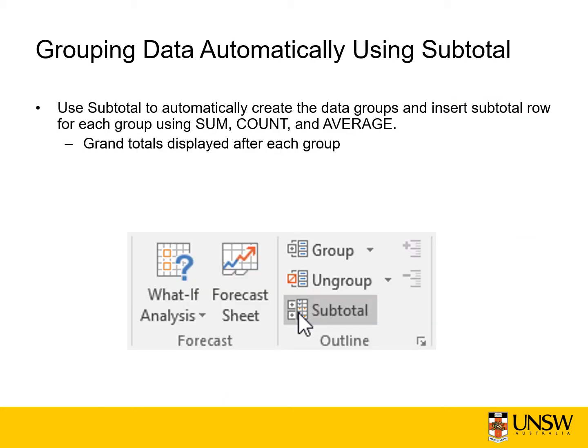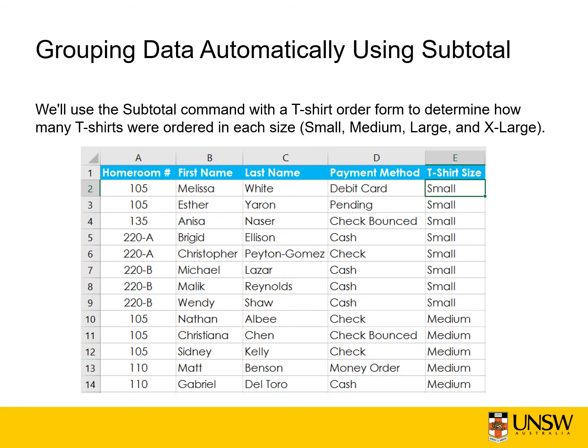Another way to create data group is using subtotal feature. This feature allows us to automatically create groups and use common functions like sum, count, and average to summarize our data. In this example, we want to use the subtotal feature to determine how many t-shirts were ordered in each size, such as small, medium, or large.